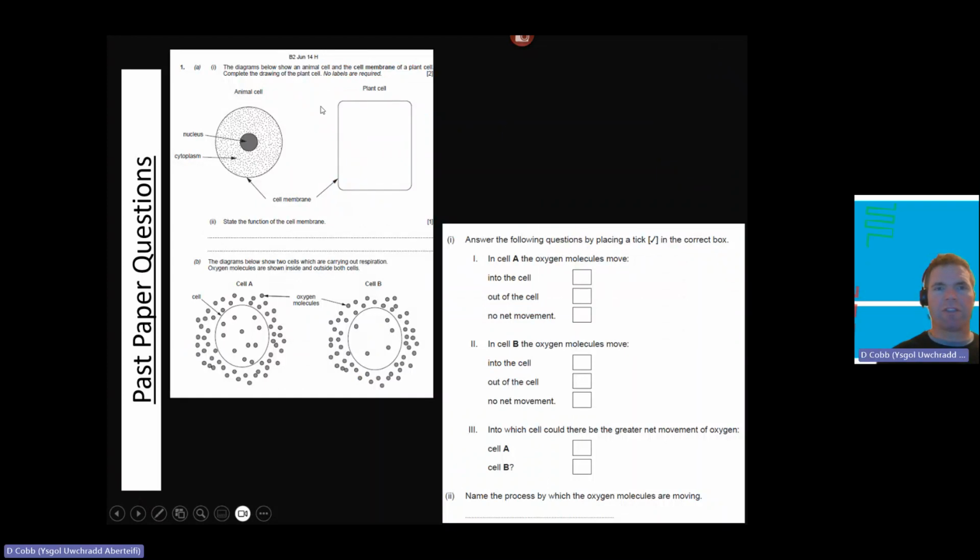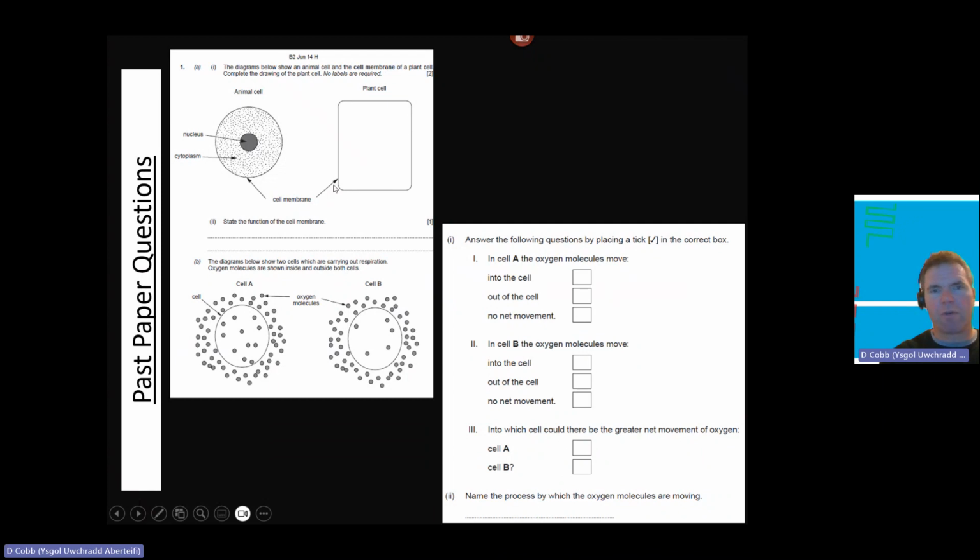Right, another question here. Again, you can pause and have a go. Just give you a moment. There it is. So let's see how you get on with these. So the first thing, again, is a cell question. I ask you first of all to complete the drawing of the plant cell.